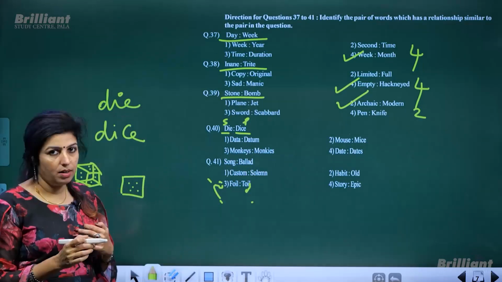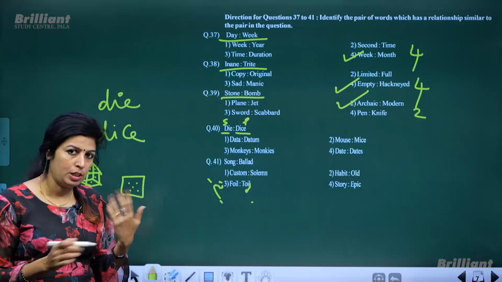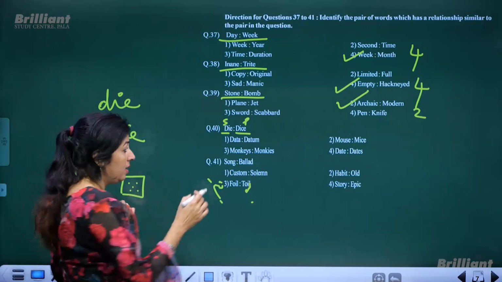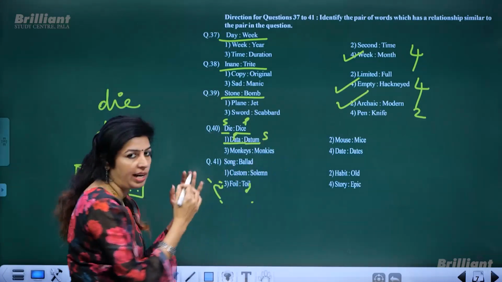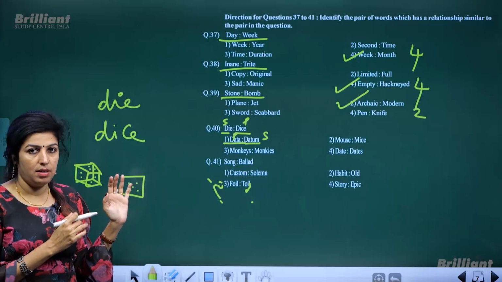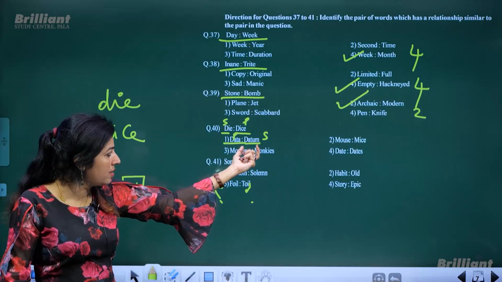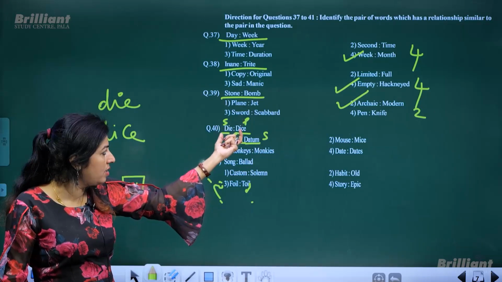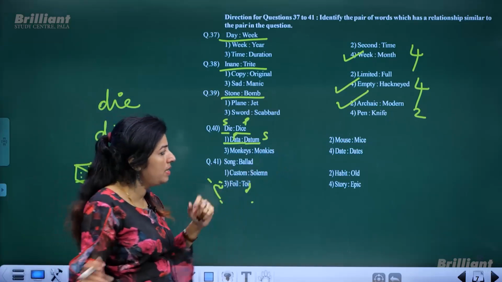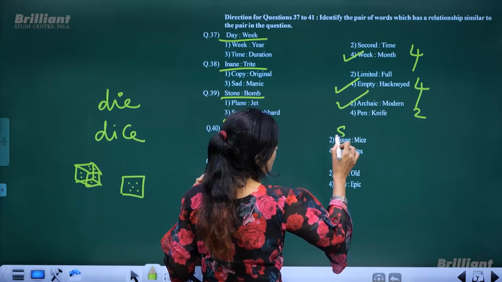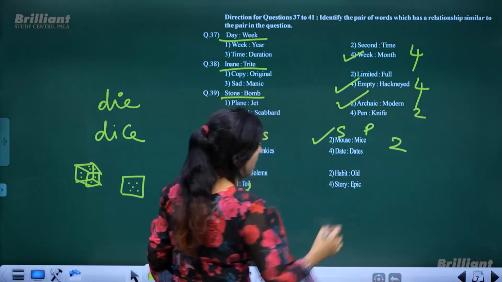Data, datum. Data, more than one piece of information, and datum, one piece of information, plural, singular. But here, this is plural and this is singular. The order has been reversed. So, this cannot be taken. So, data and datum, where data is plural, this is singular. So, that order in which this sample is given is not the same order. So, this cannot be taken. Then mouse and mice could be taken. Mouse is singular, mice plural. So, same order. So, this is our correct option. This is our correct answer.